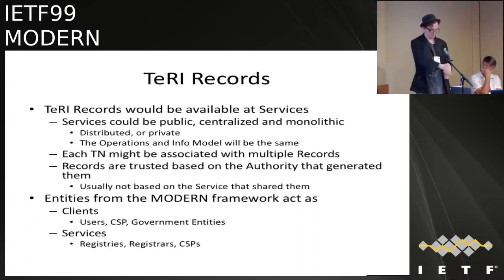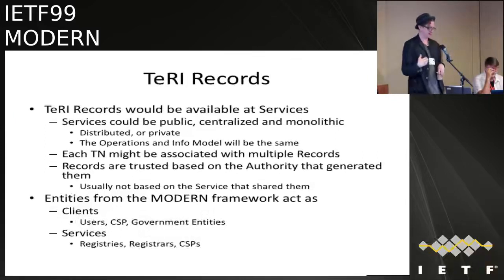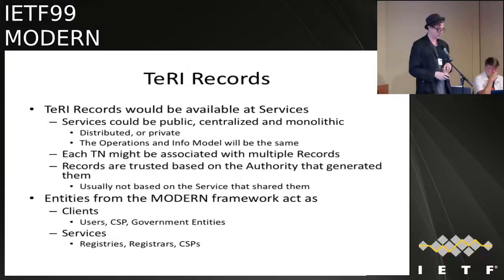Because of the way that the modern framework is designed, we have to accommodate things like government entities, which is a component of that. The notion is that there are entities that will have privileged access to Terry services. It's a fact of life. To ignore it would not be productive for getting the protocol that we need to have. Next slide.